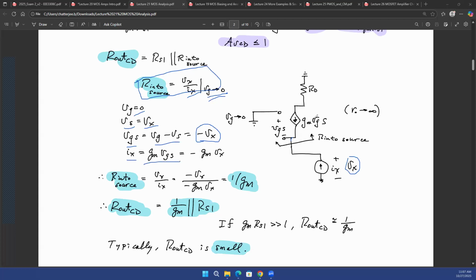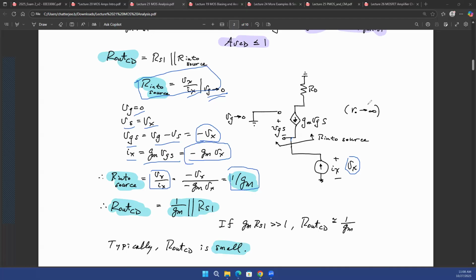Ix is basically the current that gets created at the drain terminal. So that is gm times Vgs, and gm times Vgs is going to be minus gm times Vx, because Vgs is equal to minus Vx. So you have found your Ix as a function of Vx. So the resistance looking into the source, that is Vx divided by Ix, is going to be 1 over gm. This is now something interesting: the resistance looking into the source of a MOSFET is 1 upon gm.